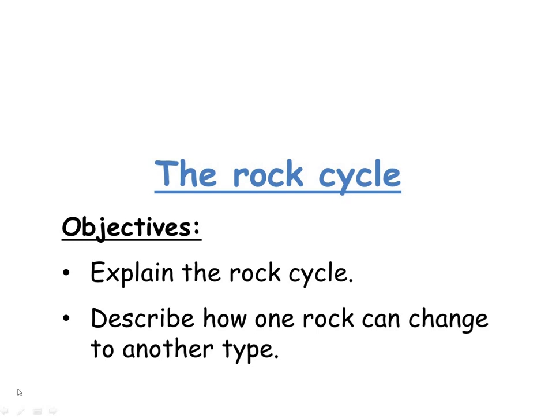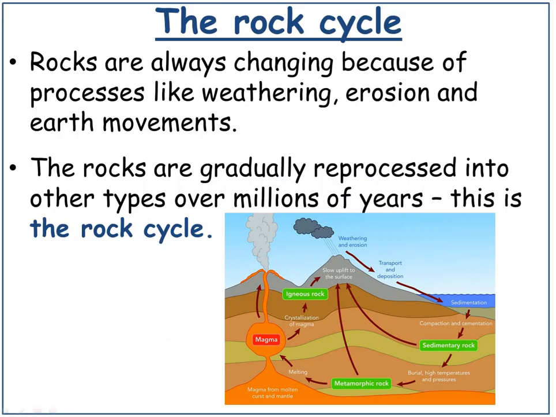The rock cycle. Objectives: explain the rock cycle. Describe how one rock can change to another type. So rocks are always changing because of processes like weathering, erosion and the Earth's movement. The rocks are gradually reprocessed into other types over millions of years, and this is the rock cycle.